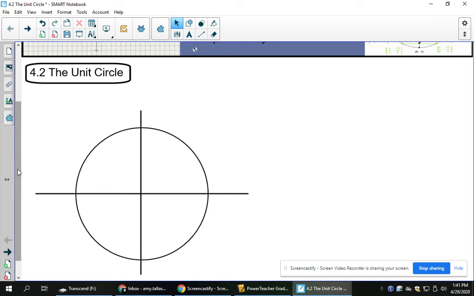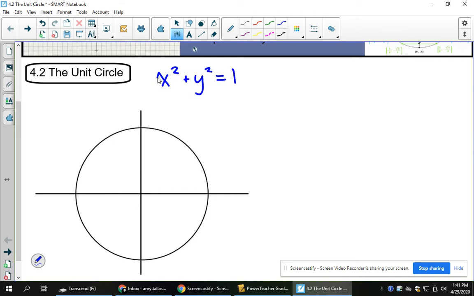We used to teach a unit in math where we looked at the equations of circles and other shapes. We don't do that anymore, but all you really need to know about a circle, and the unit circle in particular, is that it has this equation: x squared plus y squared equals 1. The 1 is the radius. What we mean by the unit circle is that the radius equals 1 unit.